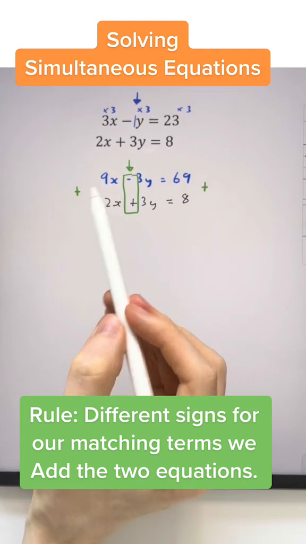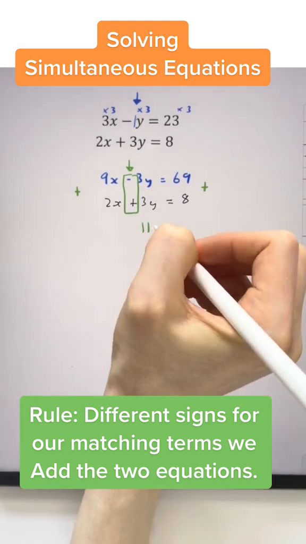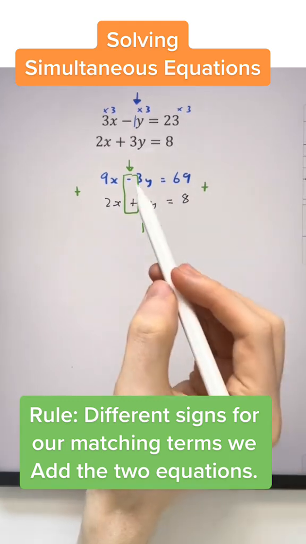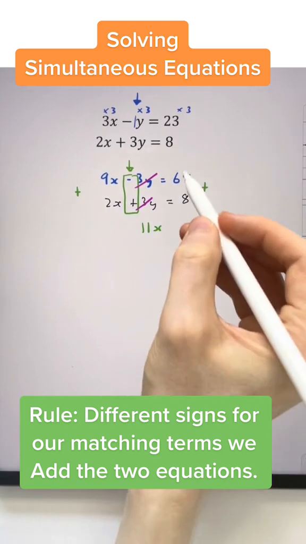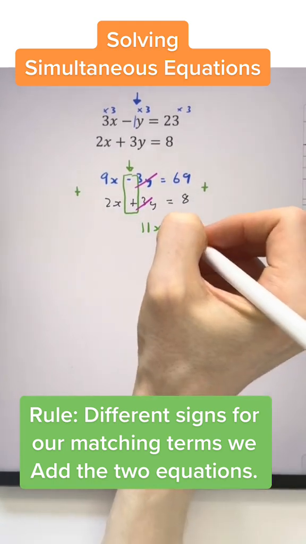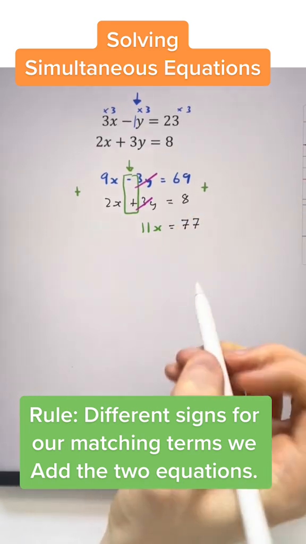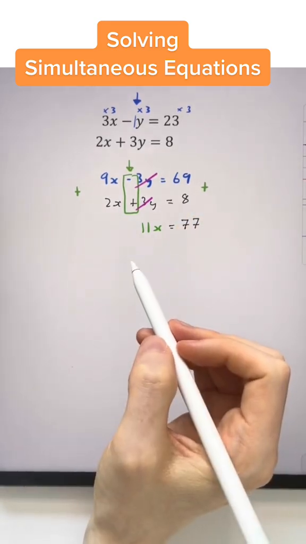On the left-hand side, 9x add 2x will simplify to give us 11x. I know negative 3y add 3y will simply cancel out. And on the right, 69 add 8 will simplify to give us 77. I've now got 11x equals 77.